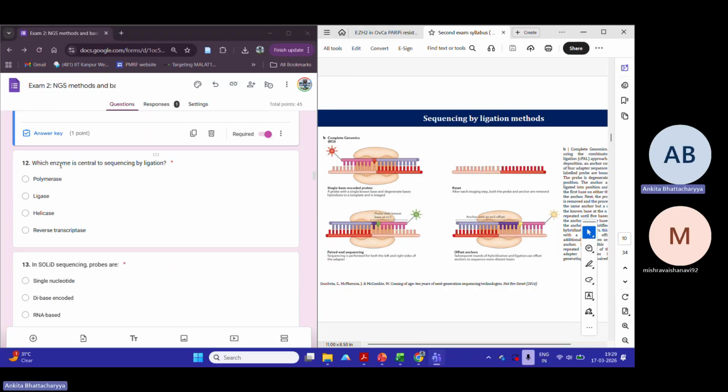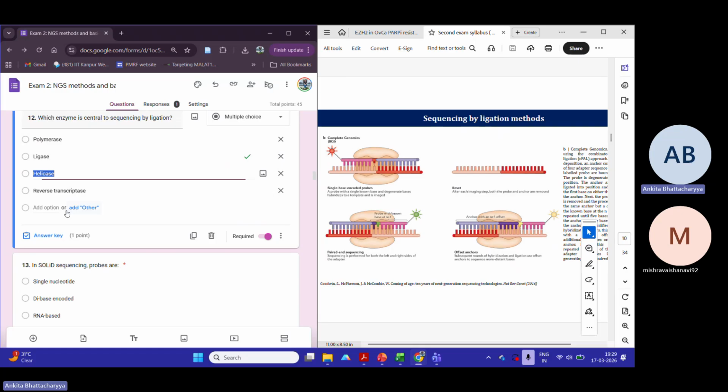Then which enzyme is central to the sequencing by ligation process? Polymerase, ligase, helicase, or reverse transcriptase? The correct option in this case, of course, is going to be ligase. But you definitely need polymerase as well for any reaction. Generally, for any other template amplification strategy or sequencing strategy, polymerase is going to be indispensable.